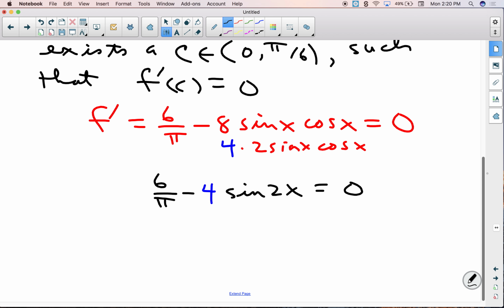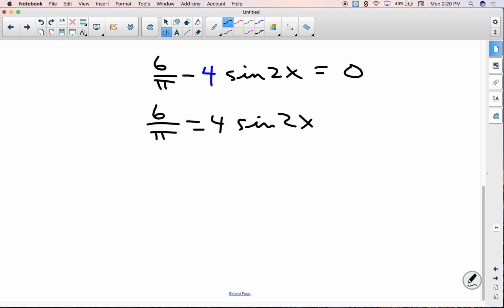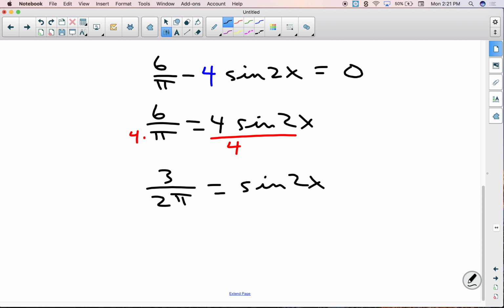All right, so if I solve this, what do I get? Sine 2x equals 3 over 2. I have to divide off the 4. So once I divide by 4, you get 3 over 2 pi, not 3 halves pi, but 3 over 2 pi, equals sine 2x. Tell me about that equation.